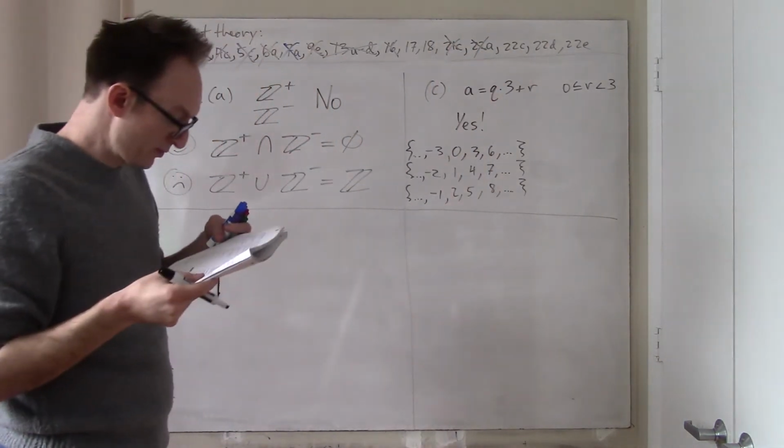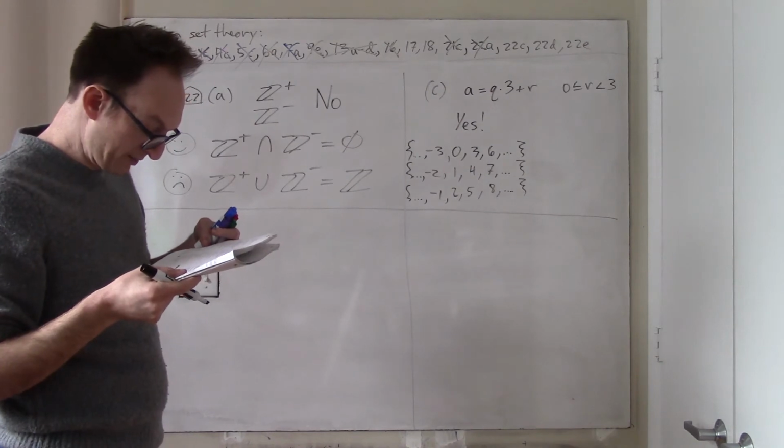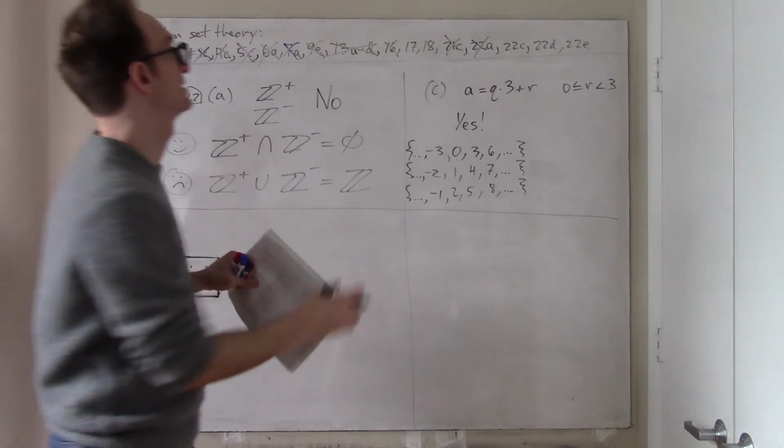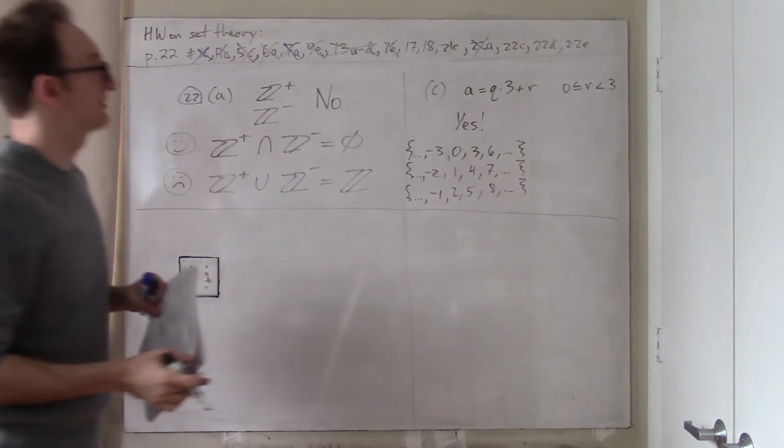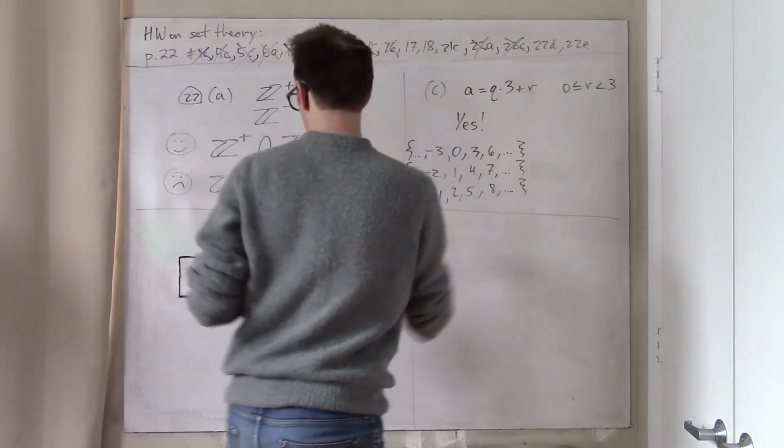Did I not do 21C? I now realize. Okay, I'll go back and do 21 in a second. Oh man. 22, that was 22A and 22C. What's 22D?